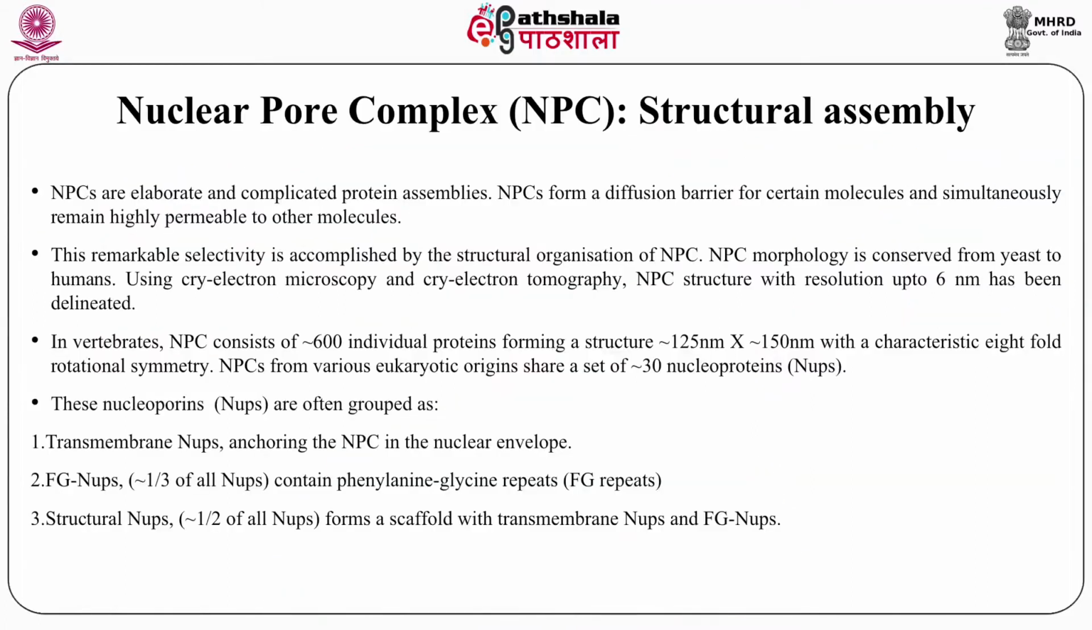The first category is the transmembrane NUPs, which anchors the NPC in the nuclear envelope. The second category is the FG NUP, which forms 1/3 of all NUPs and contains phenylalanine glycine repeats, that is FG repeats. The third category, structural NUPs, consists of half of all NUPs and forms a scaffold with transmembrane NUPs and FG NUPs.